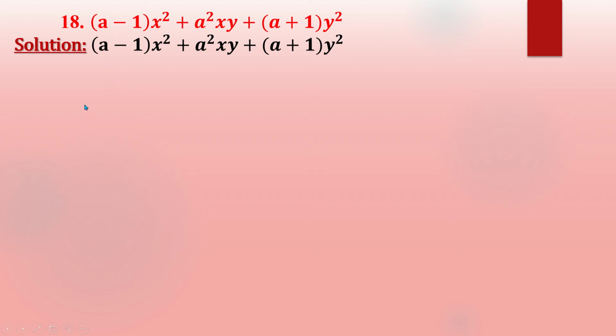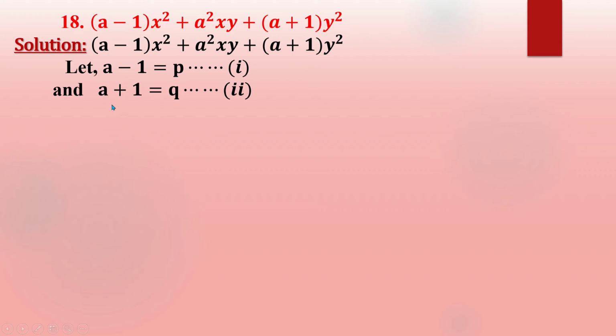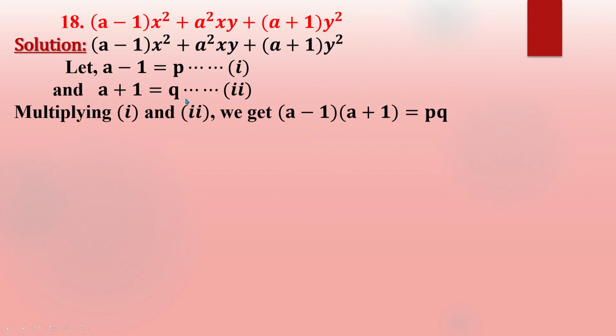Solution: this is the given condition. We can let a minus 1 equal to p. This is equation number 1. Another term here is a plus 1, so we can let a plus 1 equal to q. This is equation number 2. Now multiplying 1 and 2, we can write a minus 1 into a plus 1, and the right side will be pq. Now this equals a square minus 1. Here the formula is a plus b into a minus b, that means a square minus b square. As b means 1, here will be only 1, and the right side will be pq. Therefore a square equals pq plus 1.